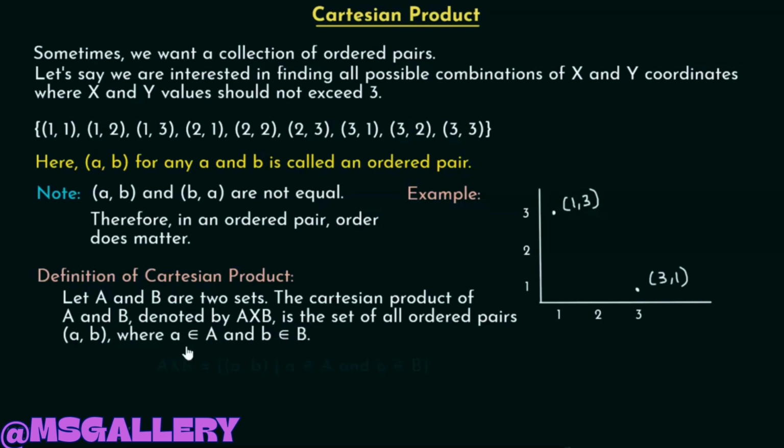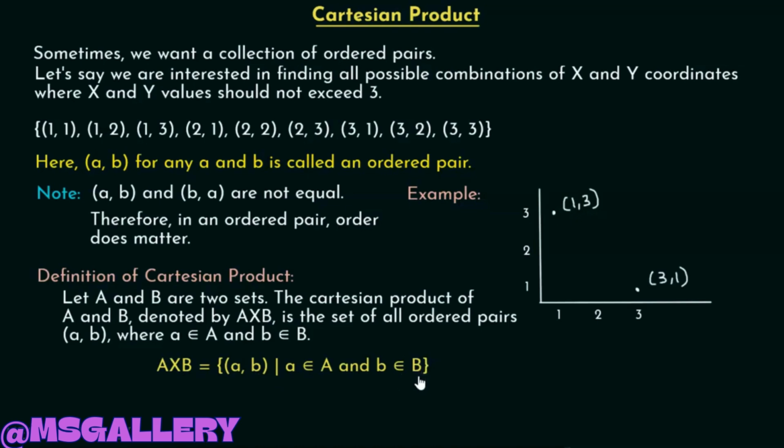In other words, we can say that A cross B is equal to the set of all ordered pairs (a, b), such that small a, that is this element a, belongs to capital A, that is set A, and small b, that is this element b, belongs to capital B, that is set B. As simple as that, okay?